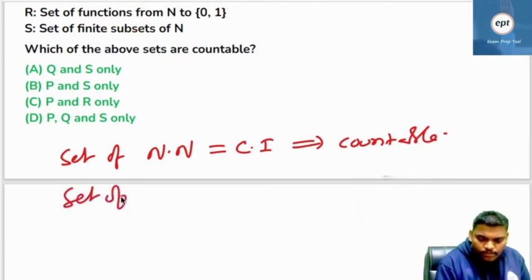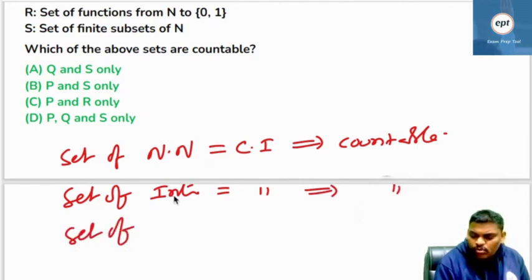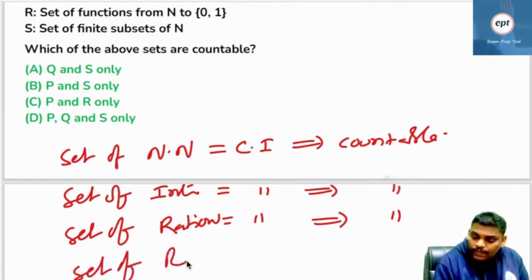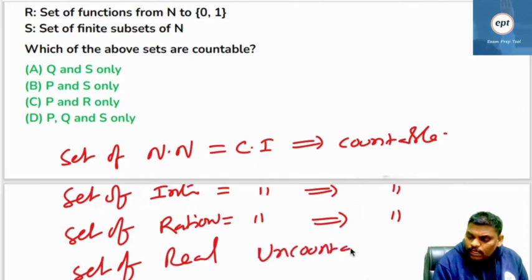Next one, the set of integers. It is also countably infinite, means countable. Set of natural numbers over, integers over. Next one, rational numbers: countably infinite, countable. Next one, real numbers. What is the answer? Countably infinite? No, it is uncountable. Please be careful. Set of complex numbers: uncountable.